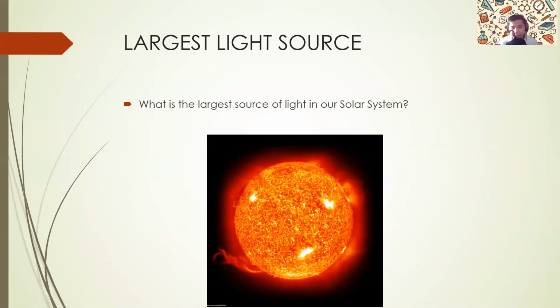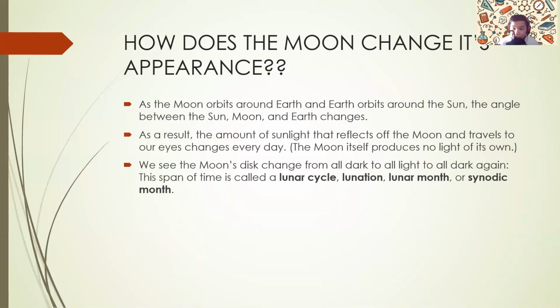And because it gets its light from the sun, the moon sometimes looks like it changes shape. How does the moon change its appearance? As the moon orbits around the earth and the earth orbits around the sun, the angle between the sun, the moon, and the earth changes. As a result, the amount of sunlight that reflects off the moon and travels to our eyes changes every day. The moon itself produces no light of its own.